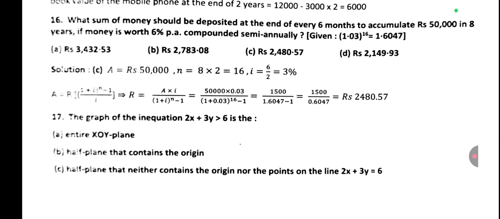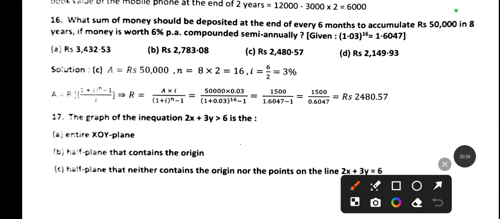Then go to the sixth one. What sum of money should be deposited at the end of 6 months to accumulate 50,000? The money is worth 6% compounded semi-annually, children. The table gives the value 1.03 to the power 16 as 1.6047. So we all know, children, they're talking about a sinking fund.